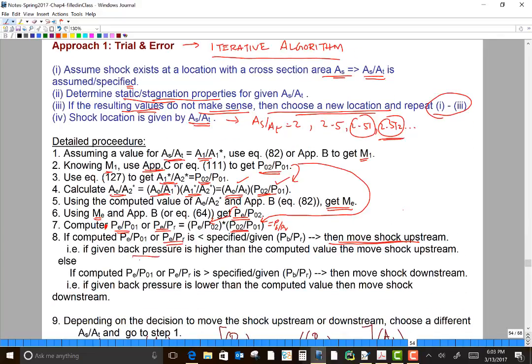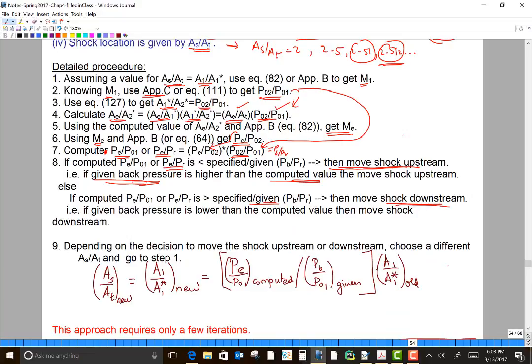That is, if the given back pressure, the specified back pressure, is higher than the computed value, then move the shock upstream. Or if the computed PE is greater than the given PB, then you move the shock downstream. So if the specified value is a smaller value and you're over predicting the PB, then you need to move the shock downstream.